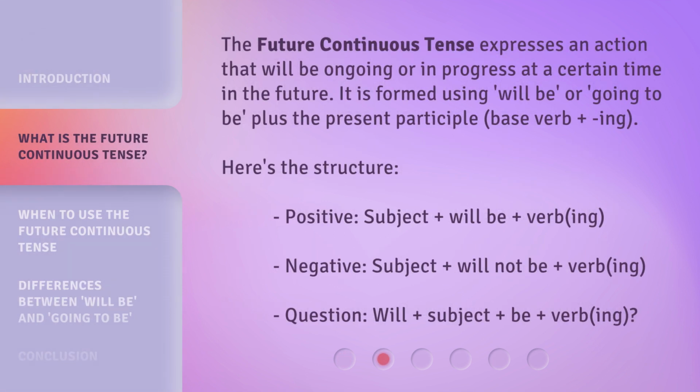The future continuous tense expresses an action that will be ongoing or in progress at a certain time in the future. It is formed using will be or going to be plus the present participle, base verb plus ing. Here's the structure. Positive: subject plus will be plus verb-ing. Negative: subject plus will not be plus verb-ing. Question: will plus subject plus be plus verb-ing.